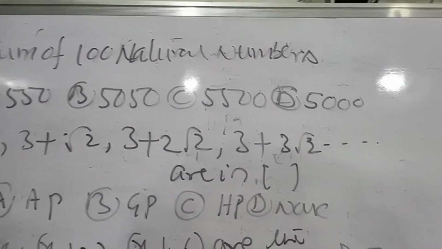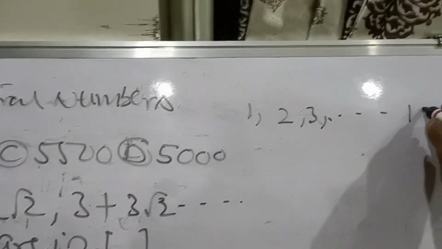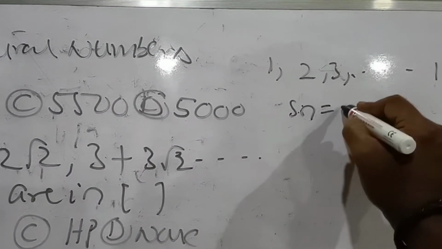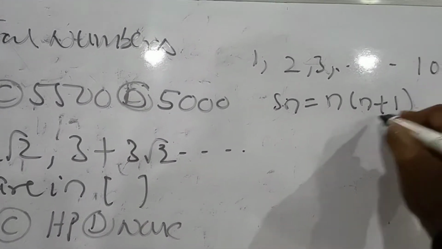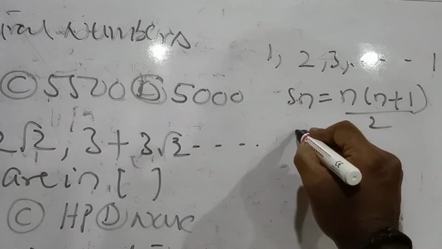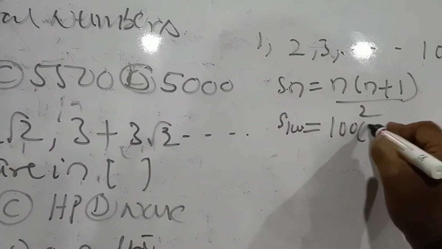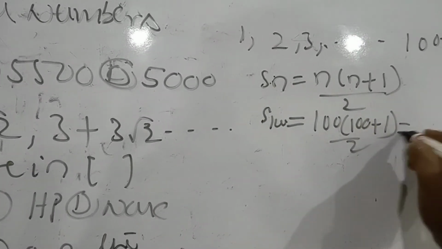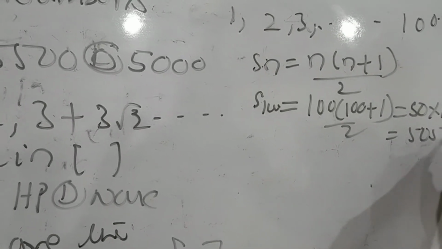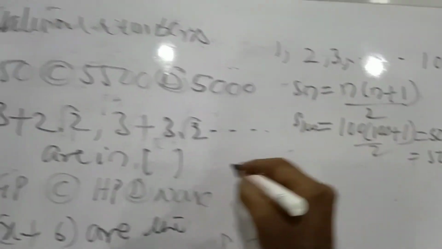Sum of 100 natural numbers, that means 1 plus 2 plus 3 plus and so on plus 100. The sum of first 100 natural numbers, the sum of n natural numbers is given by the formula n into (n plus 1) by 2. S100 is equal to 100 into (100 plus 1) by 2. That means 100 into 101 by 2, 50 into 101, 5050. The sum of first 100 natural numbers is 5050. So therefore the option is B.